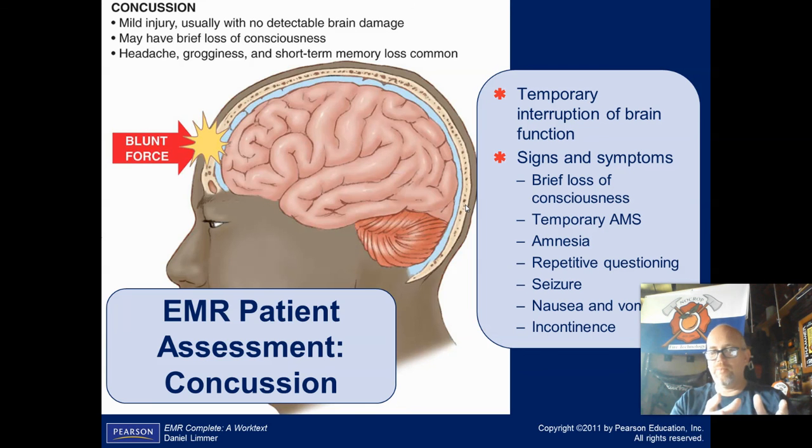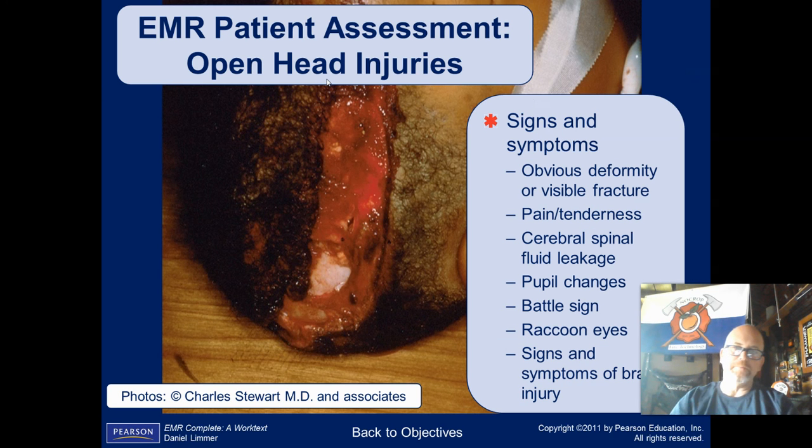In an adult, there's less space than in a child. There's more space there, so the injuries can be more severe in a child. In this case, we talk about shaken baby syndrome.